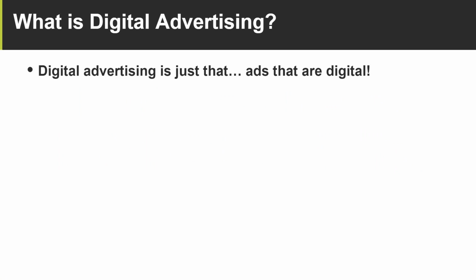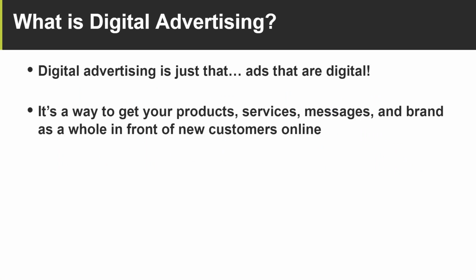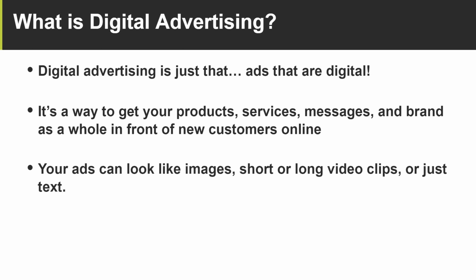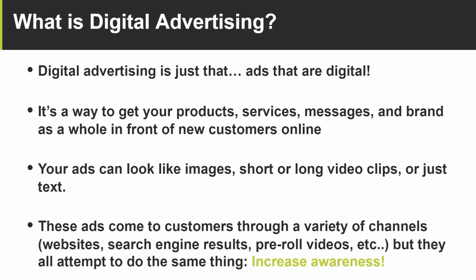What is paid advertising? So digital advertising is really just that. It's a digital way to advertise, and there's a lot of methods, mediums, and channels to do so. So it's a way to get products, services, a brand, as a whole, all of those things together in front of new customers online, or to capture maybe lost customers in a retargeting ad, which we'll get to later. So ads can look like images, short or long video clips, or just text, or in a lot of cases, depending on the placement and channel, a combination of all those things. So these ads come to customers through a variety of channels.